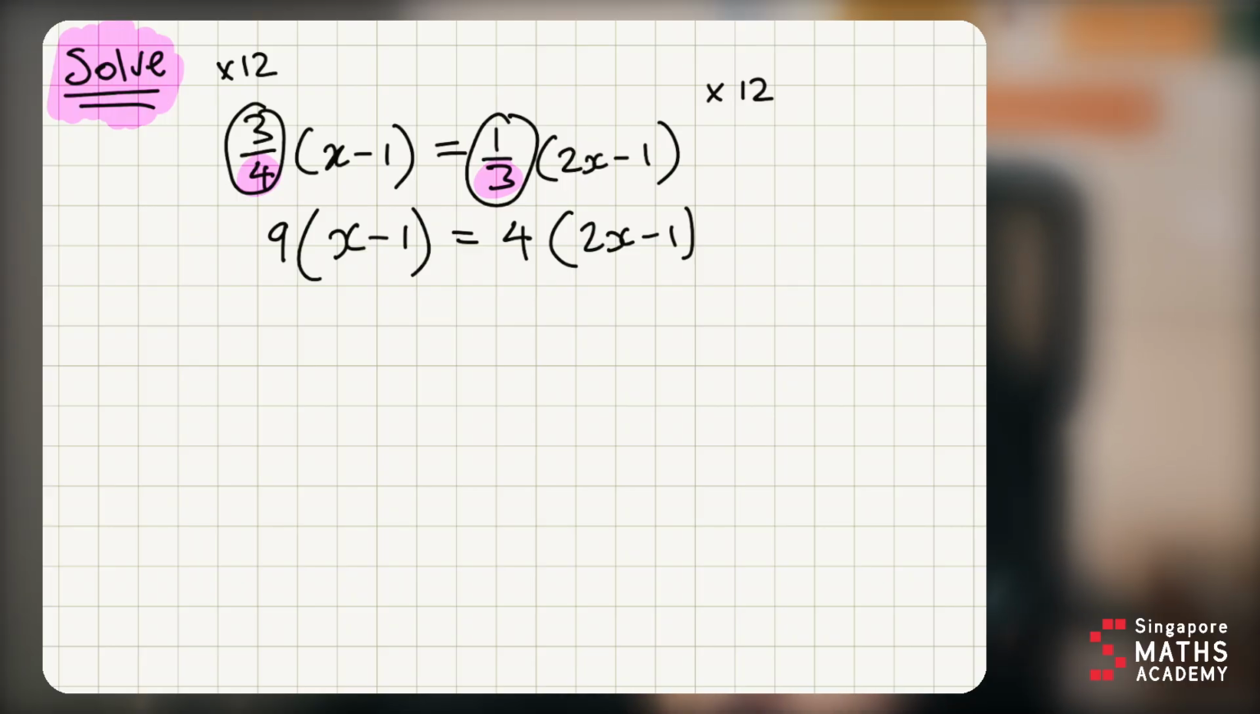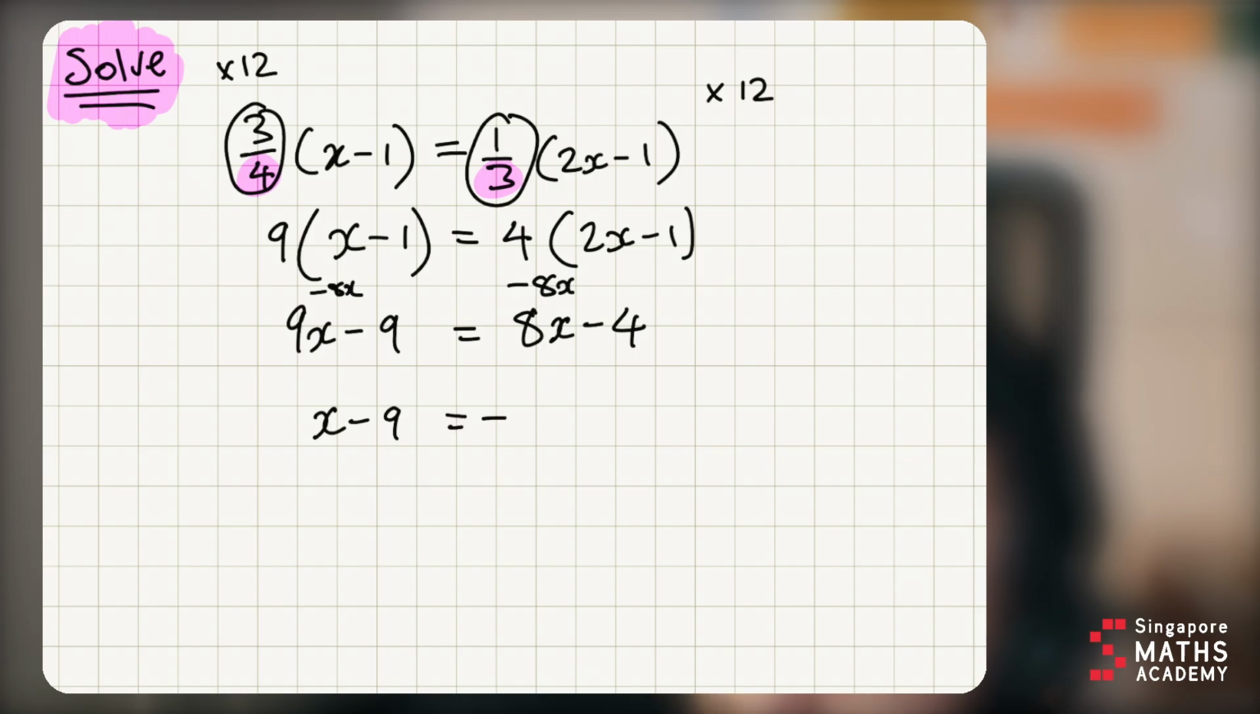Okay, now that I've got that, I'm going to expand. 9x take away 9 is equal to 4 times 2x is 8x take away 4. And then it's a simple case of now subtracting 8x on both sides. I get x take away 9 equals -4. Don't forget the negative here was take away 4, but that becomes 0. So 0 take away 4 is -4.